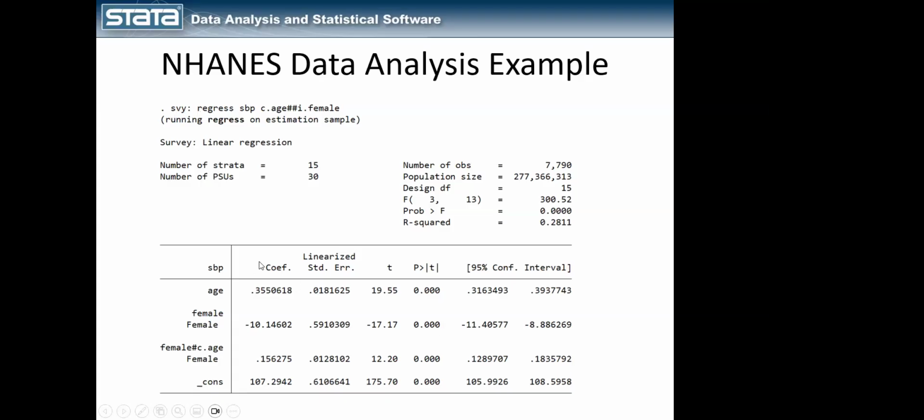The coefficients are listed in the table below, but notice it says linearized standard error. Those standard errors and the coefficients all take the survey weights into account. Everything will be wrong if you forget that. If you leave off the svy colon, not just the standard errors, but even the coefficients could be wrong.